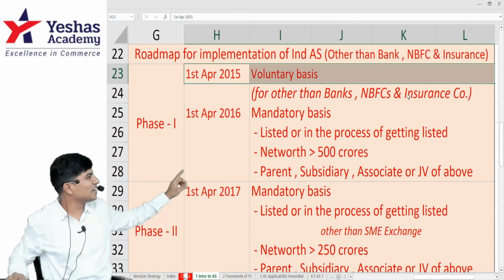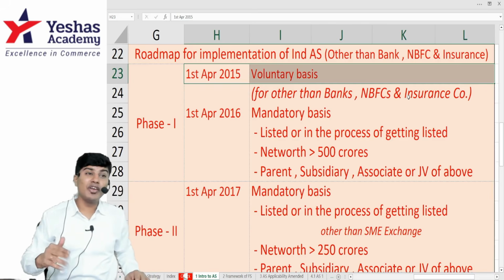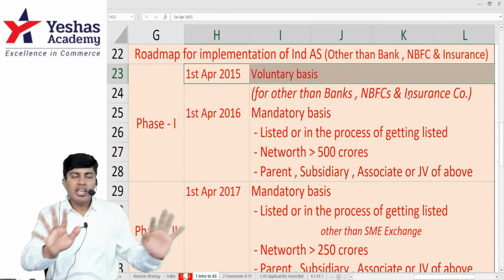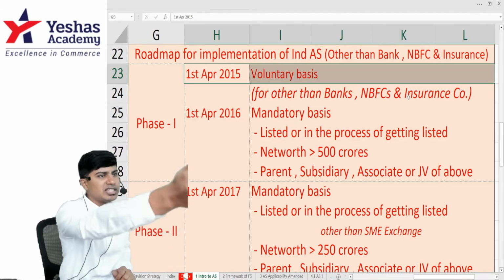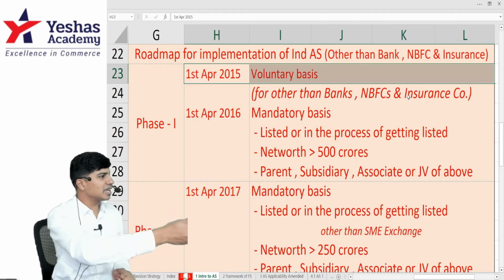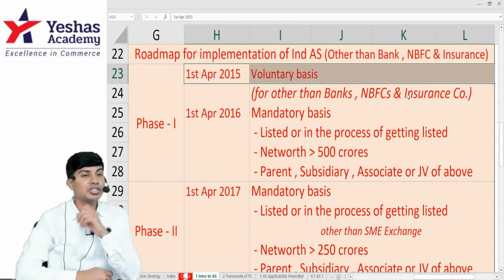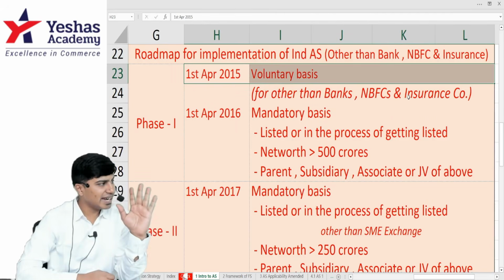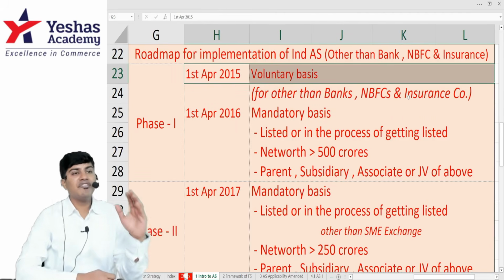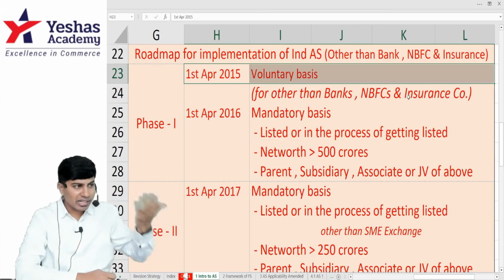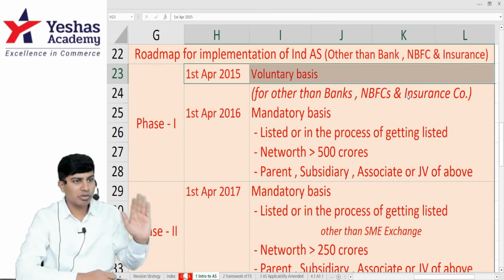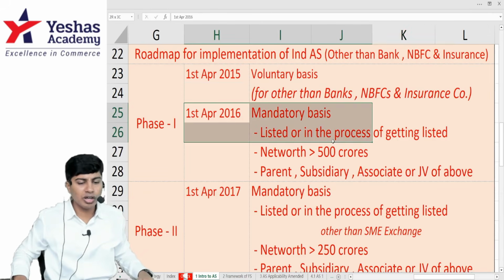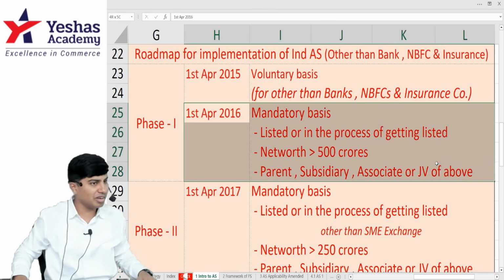Okay. 2015. It was allowed on voluntary basis. Voluntary means I am not forcing any one of you. If any one of you wants to follow Ind AS, come forward. And some companies came forward, they followed Ind AS. So in 2015, was Ind AS compulsory in India? No. Ind AS standards were ready, but they told if anybody willingly wants to follow, they can follow Ind AS. But was it compulsory for everyone? No. In 2016, what did they do? They made it mandatory.